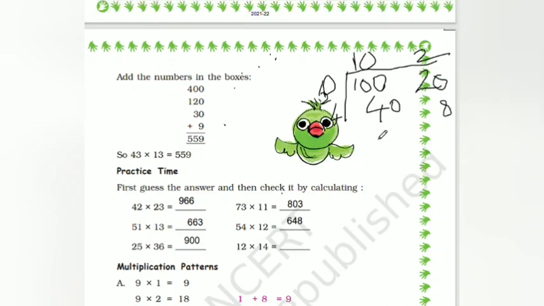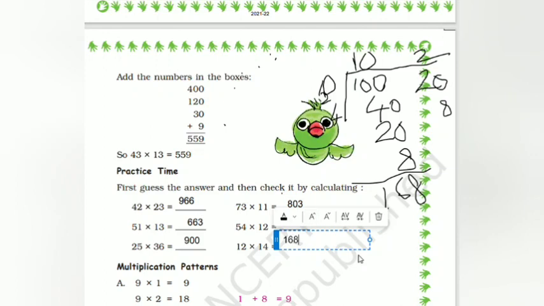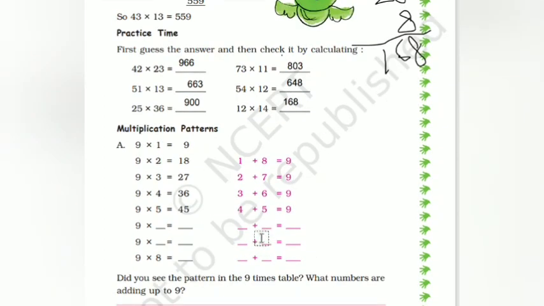100 plus 40 plus 20 plus 8. It is 0 plus 8, we get 8. 4 plus 2, we get 6. 1 is written as such. So our answer is 168. See here, it is 1, 6 and 8. So 168 is the answer for this.